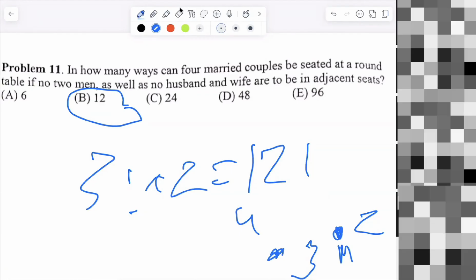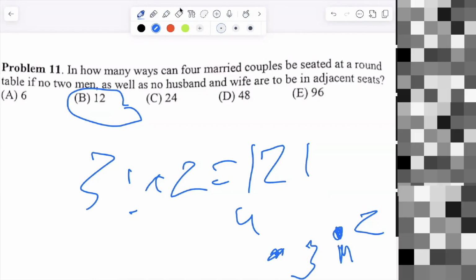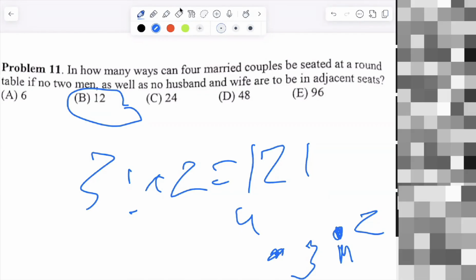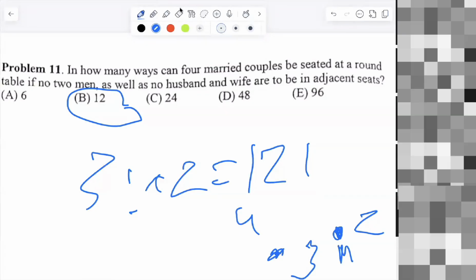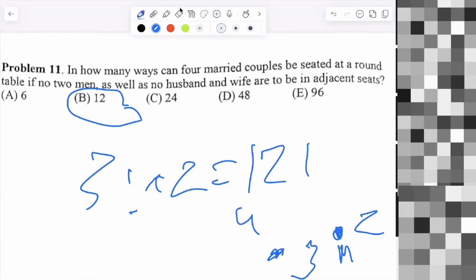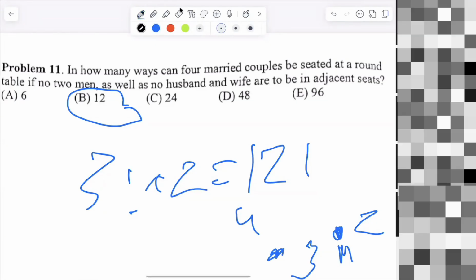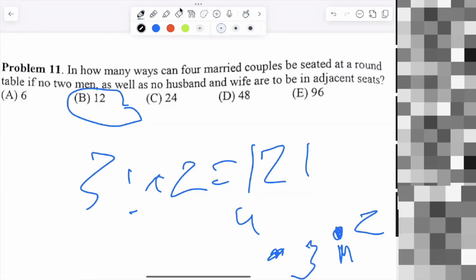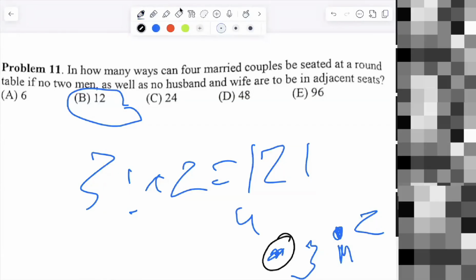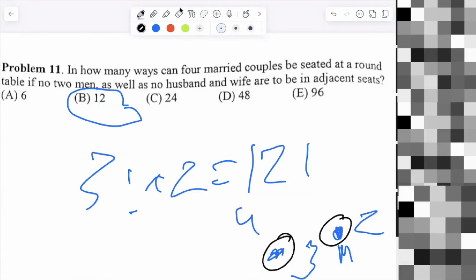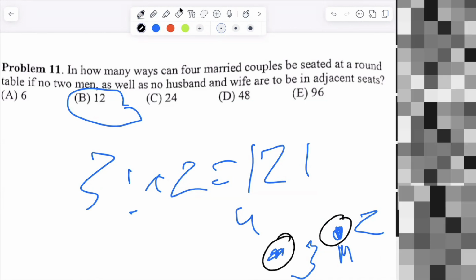Let's say the first man, just to choose where he sits first. There are 2 ways to do it. There's one over here and one over here. Alright, let's say he chooses this spot, right over here.